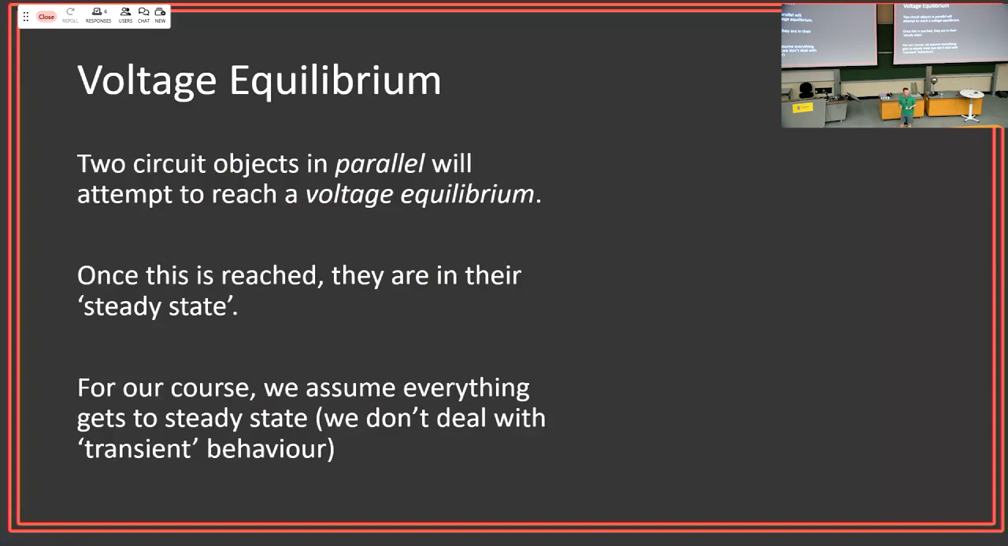They probably can, right? Two circuit objects. In our case, it's going to be capacitors, but this is just generally true of things that can redistribute charge, right? They will attempt to reach a voltage equilibrium if they are placed in parallel, all right?